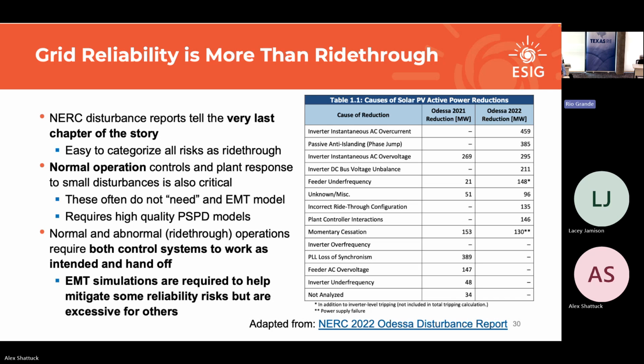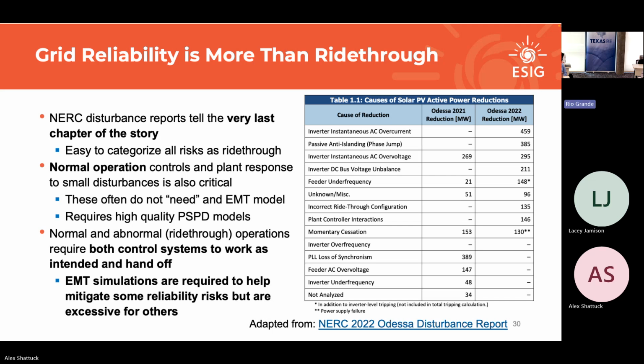normal and abnormal operations, so like normal operations and ride-through, there's a lot of controller handoff between those two things. So a lot more communications that you should be modeling: communication delays, sampling times, all that kind of stuff for the handoff and recovery. Really good for EMT. Fault ride-through in general is good to have done the EMT for these detailed events or detailed causes of reduction. But for simple stuff like PRT29, voltage and frequency tripping, PSPD is probably okay, right?